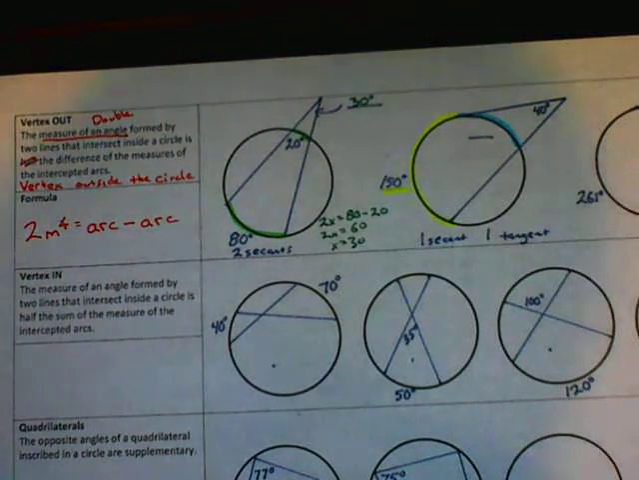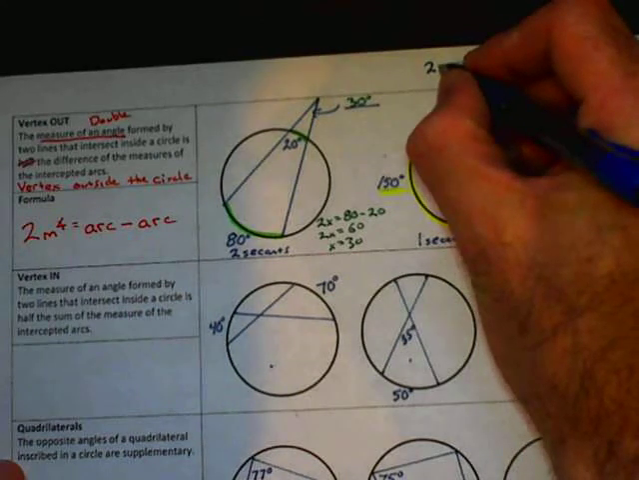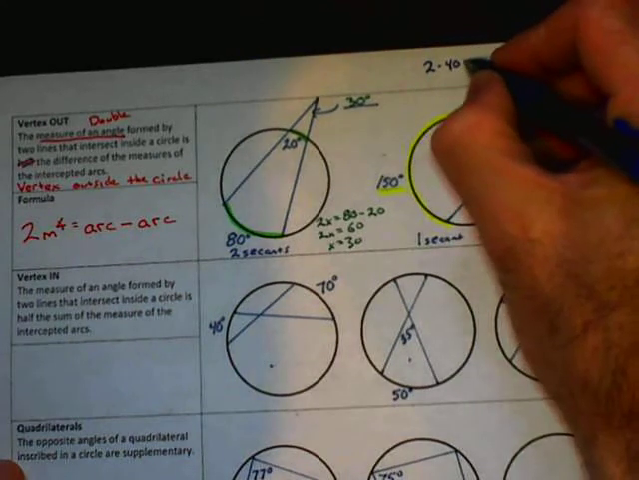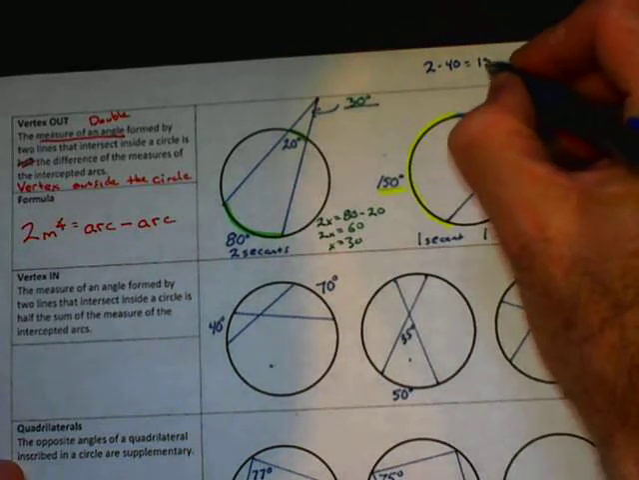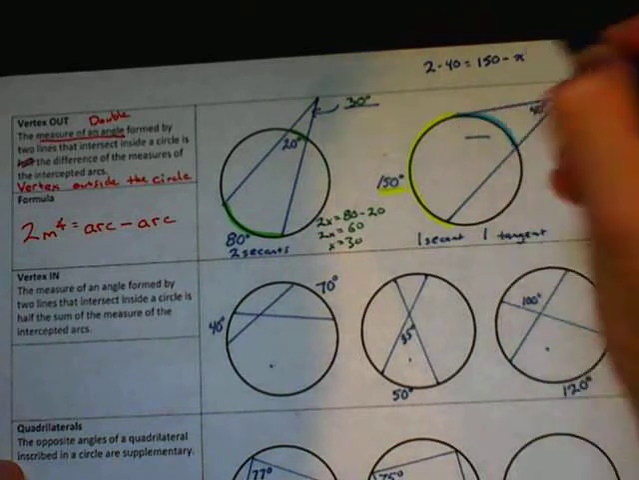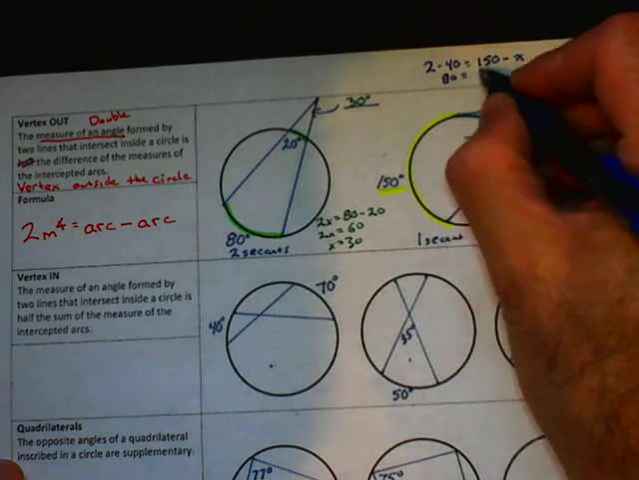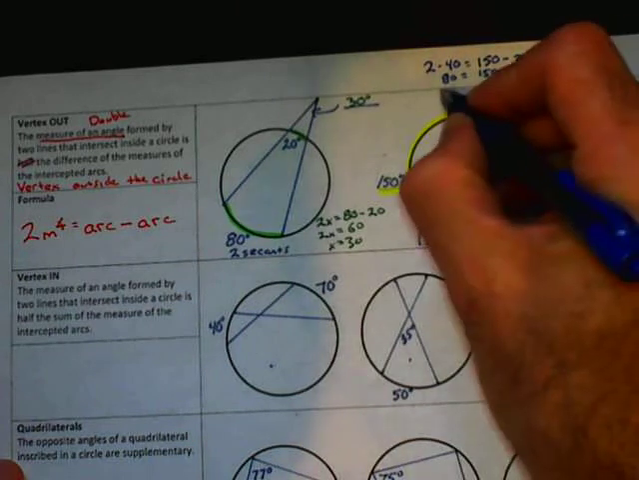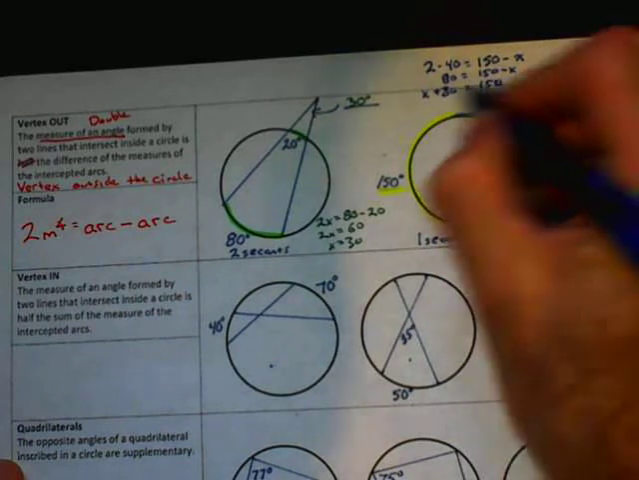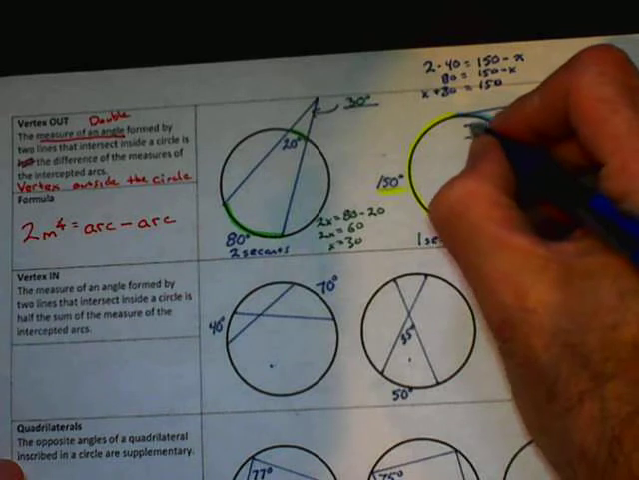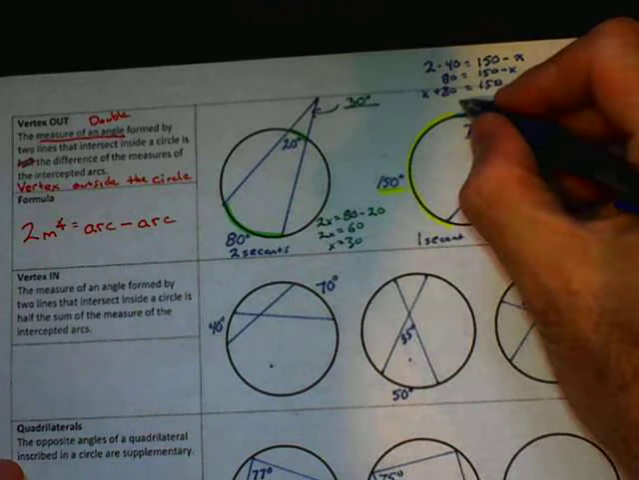So when I want this, I want 2 times the angle's 40 degrees equals arc minus arc, 150 minus what I'm looking for. So that means 80 equals 150 minus x. Add x to both sides. x plus 80 equals 150. Subtract 80 from both sides, you get 70 degrees. So there's our answer. x equals 70 degrees.